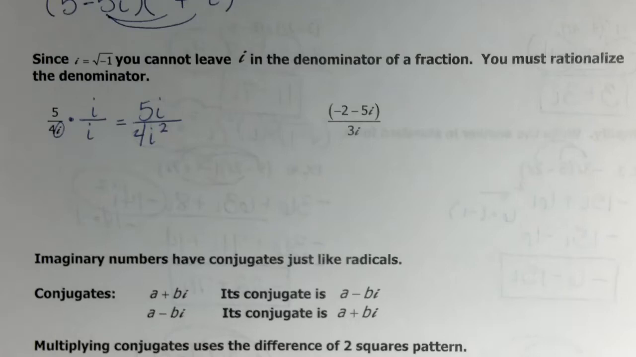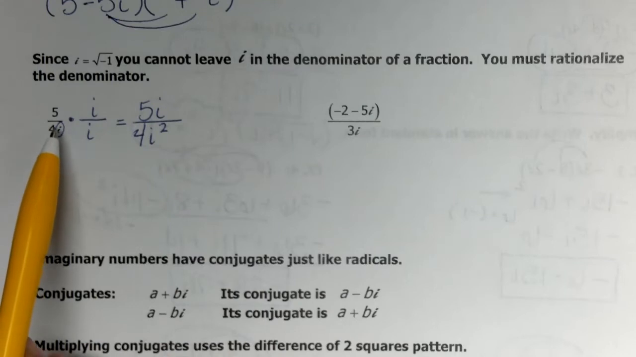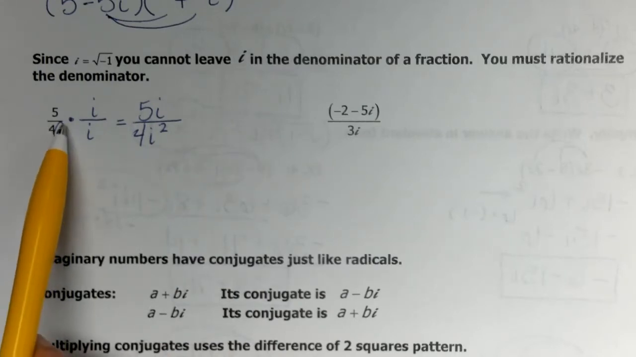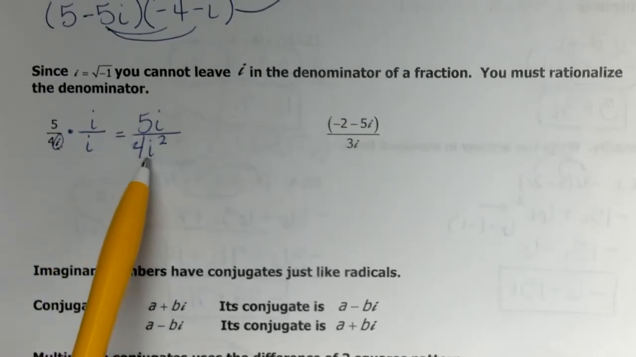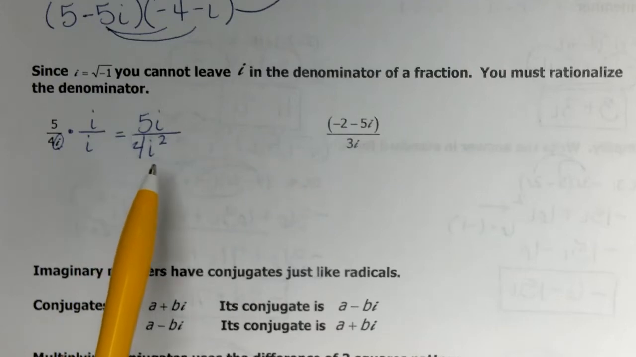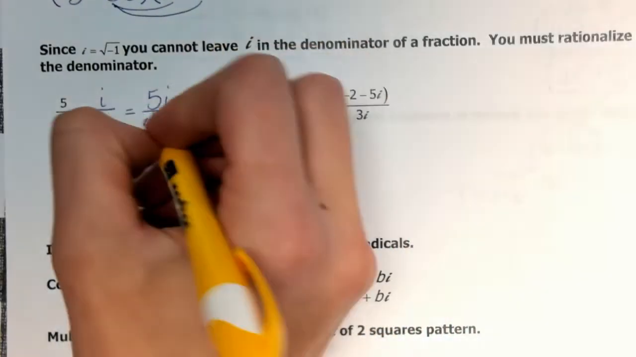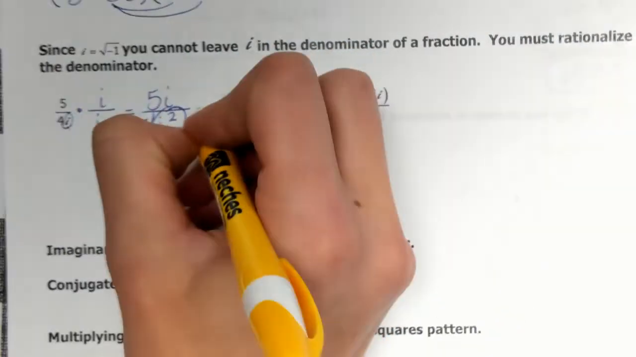I'm kind of like trying to catch up. So you're going to treat the I like we do our radicals. That's the only part that's wrong. We're going to multiply it by itself. That's going to turn into I squared. The reason we can do that is because I squared is negative 1.